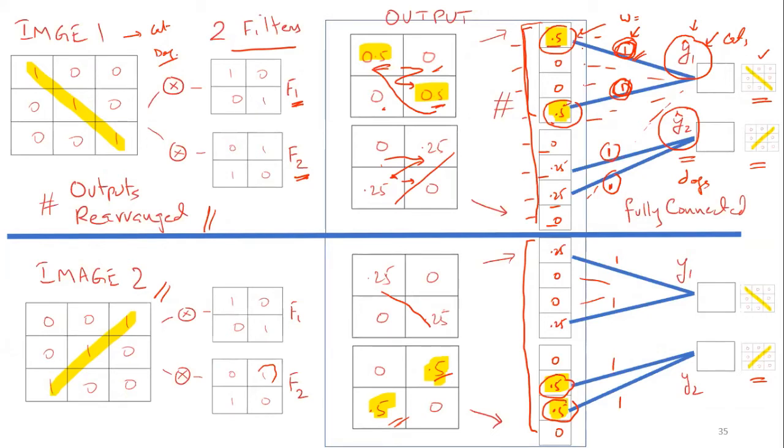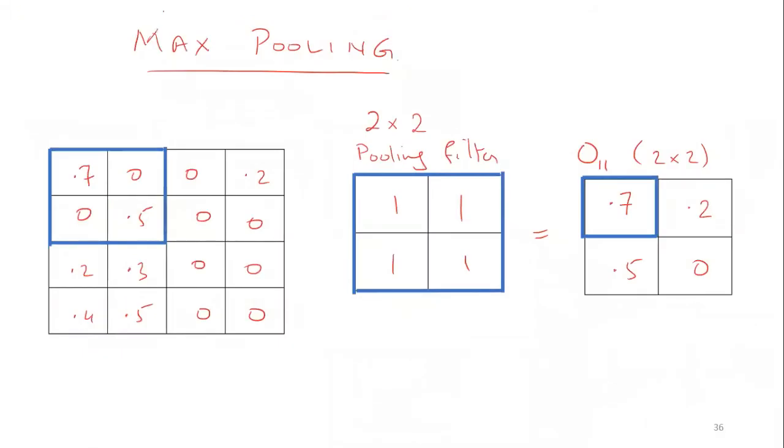Now let's take a look at a slightly different case, and at what happens when you have large images. If you have, let's say, a 1,000 by 1,000 image, you typically want to make it a little smaller. One of the techniques that is used is called max pooling. Here's an example of what max pooling does.